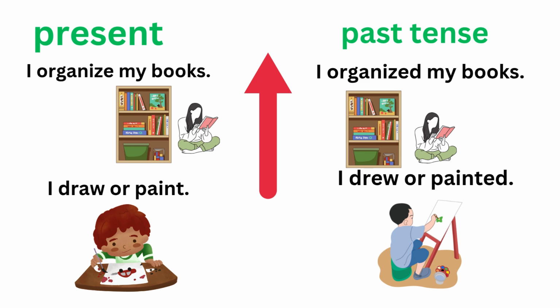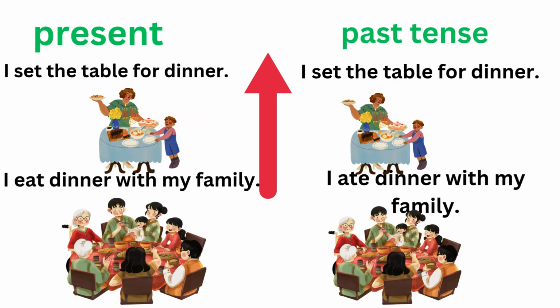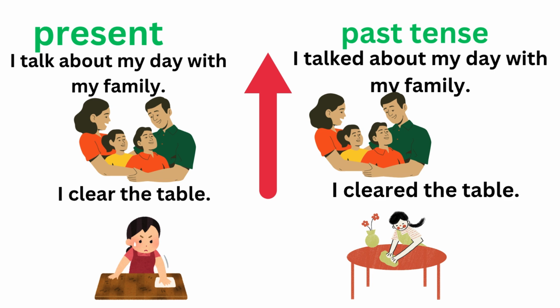I set the table for dinner. I eat dinner with my family. I ate dinner with my family. I talk about my day with my family. I talked about my day with my family.